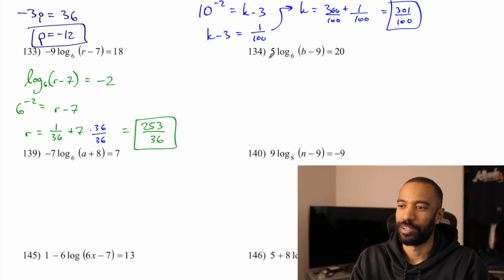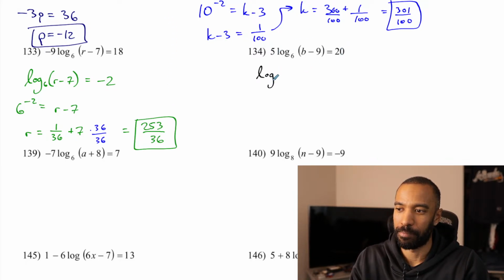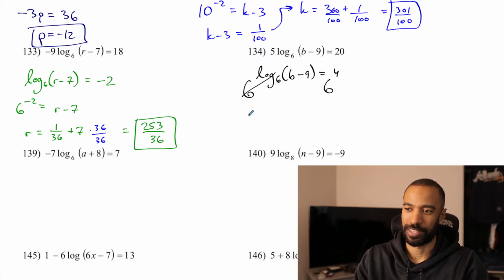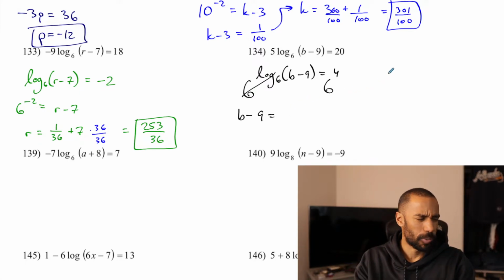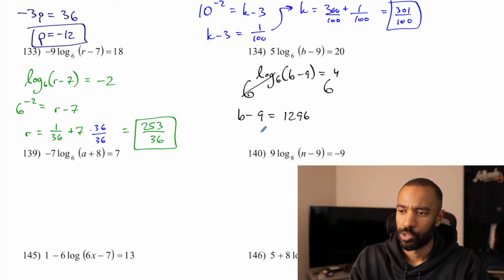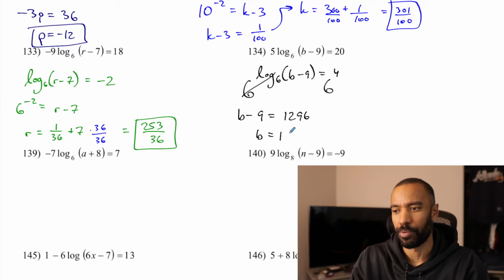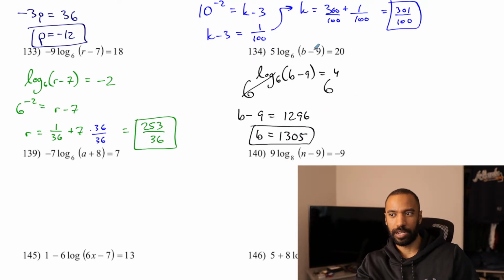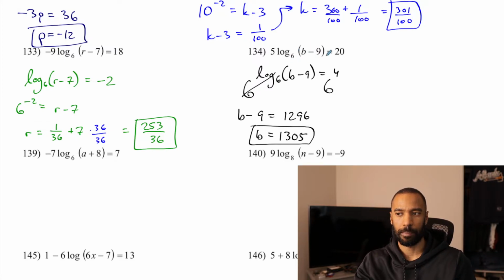All right, number 134, divide both sides by 5 here. We'll get log base 6 of b minus 9 equals 4. Well, let's put a big old 6 on both of those right there. Cancel that part out. Yeah, b minus 9 equals 6 to the 4th. I think 1296. I hope I'm right. 1296. Add 9 to both sides. You get b equals 1305. It's a big number that's going to make that happen because it's 6 to what power gets us 1296. It's just 4. So yeah, that's going to do that.